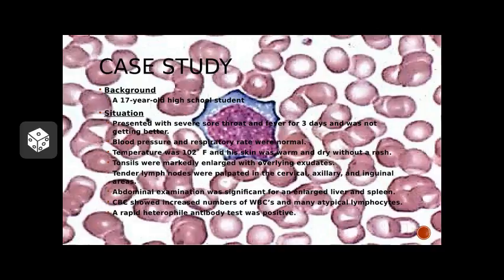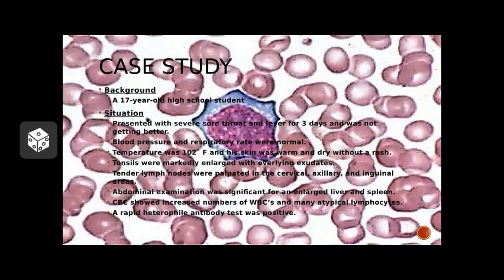At this point, the primary care provider is already thinking mononucleosis. So, a rapid heterophil antibody test was ordered and came back positive. It looks like our guy has mono. You may be asking, how did we come to this conclusion? Well, let's discuss the way mono infects and affects the body.